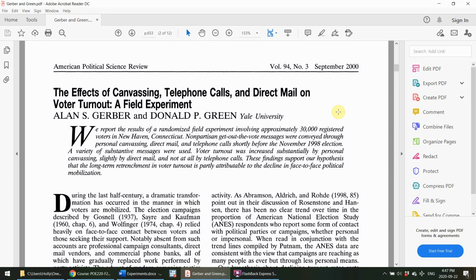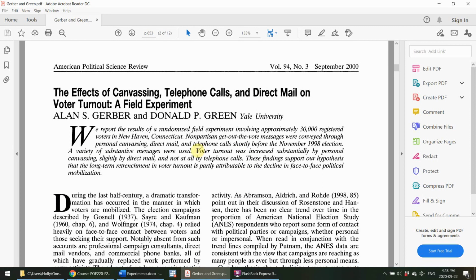So their actual research question was, is there a way we can get more people out to vote? And is that way through one of these three means? So what they did is they got a bunch of students to go canvassing. Either somebody knocked on your door, or somebody was given direct mail, so they got a letter in their mailbox saying, hey, you should go vote. Or they got a telephone call saying, hey, you should go vote. And then they wanted to compare those groups with a control group that didn't get any sort of information about encouraging them to go vote.